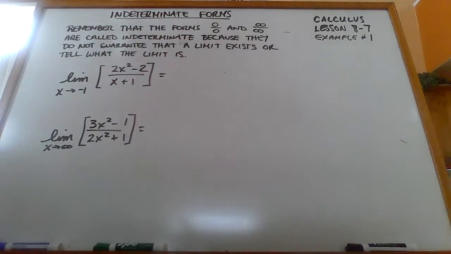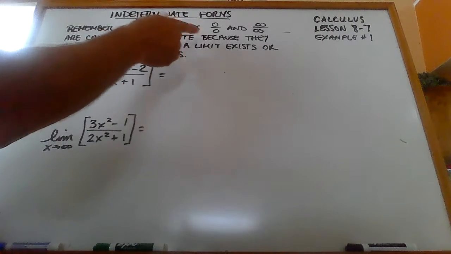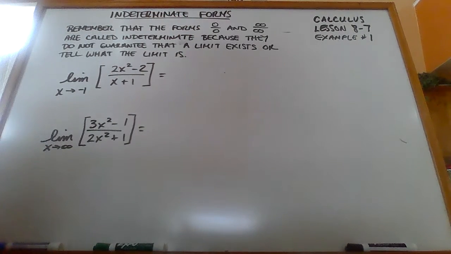Okay, today we're going to talk about indeterminate forms. So this is lesson 8.7. Remember that when we have limits like this and we get forms of 0 over 0 or infinity over infinity, those are indeterminate forms because they do not guarantee that a limit exists or tell you what the limit is.